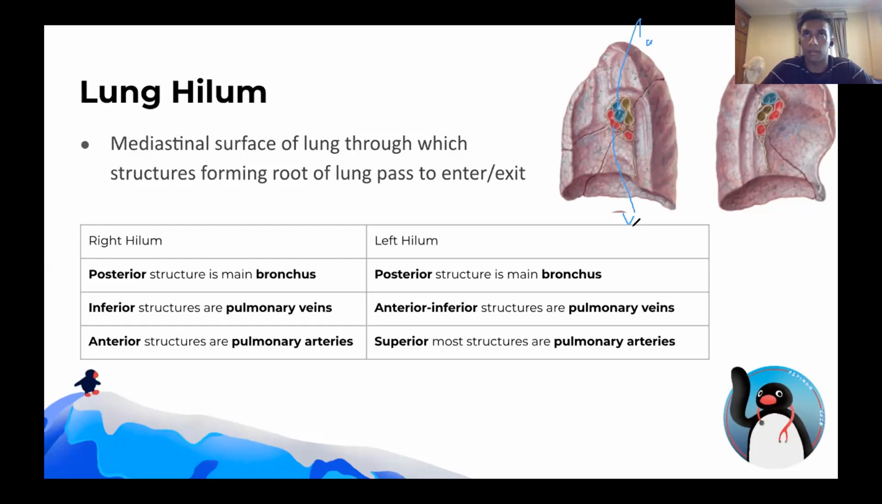Pulmonary veins carry blood towards the heart. But pulmonary veins have oxygenated blood, and pulmonary arteries have deoxygenated blood. So that's why it's blue. Okay, and this is the bronchus. This is bronchus, and the same thing over here.